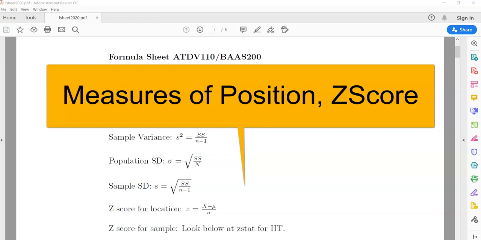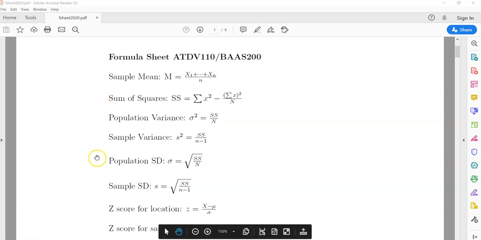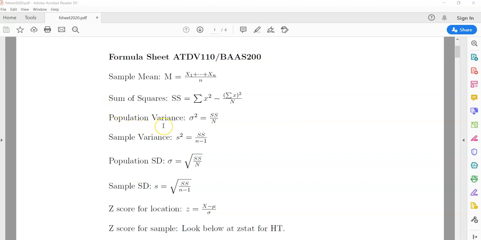Welcome back, everybody. So this video is all about measures of position. In our last video, we talked about measures of spread. And so what we have here is a quick little formula sheet for those measures of spread. There was one point I wanted to bring out from the previous video. That is, look at the difference between the population variance and the sample variance.